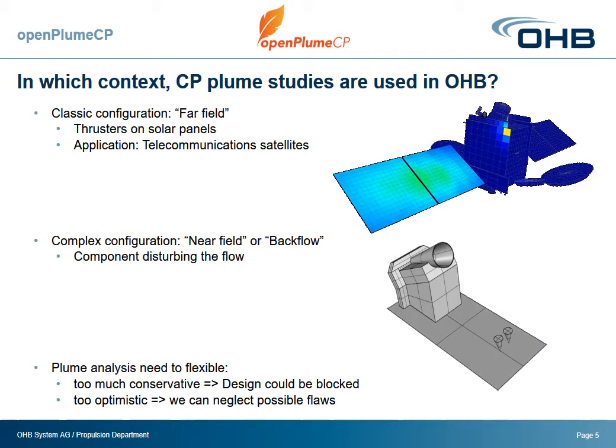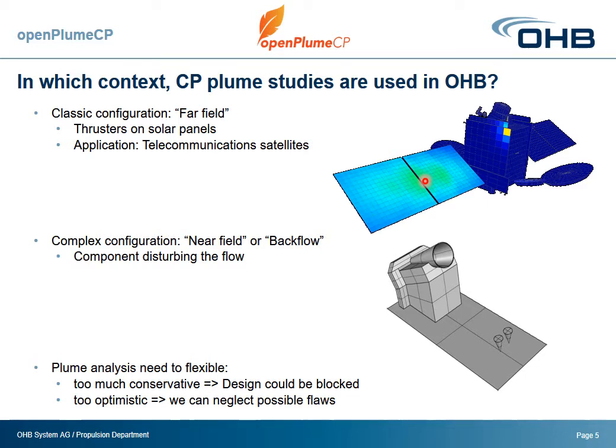So to break it down, we basically have what I call classic configurations on the spacecraft impingement, and complex configurations. In the classic configuration, what I mean is impact in the far field. Basically, you have a thruster and the plume is undisturbed and is going to apply forces and torques and also induce thermal fluxes on the solar panel, and contamination. So these are the classic configurations that we have, thrusters and solar panels, for example, and the application is classic telecommunication satellites.